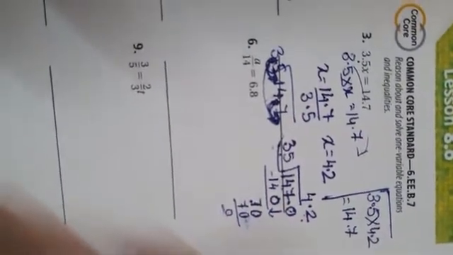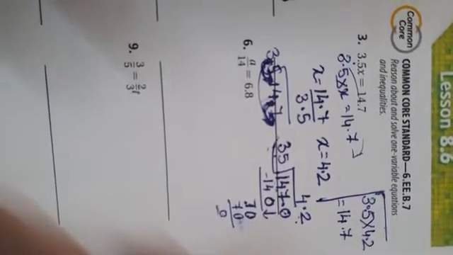Now again, for checking, what are you going to do? You need to replace x in 3.5x with 4.2. So if you multiply these two, you will be getting 14.7. Okay. So 3.5 multiplied by 4.2 will be giving you 14.7.